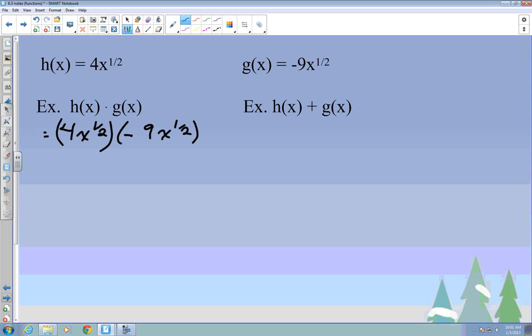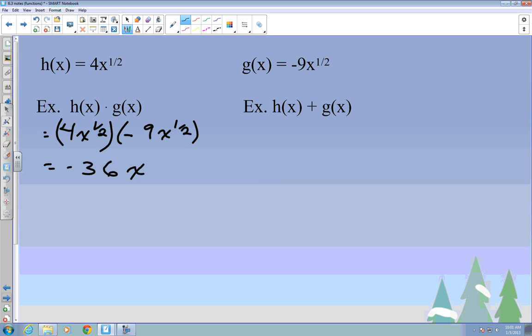Okay, so the first one, we're multiplying. 4 times negative 9 is negative 36. Now this, like bases, x to the 1/2 times x to the 1/2, I add their exponents. 1/2 plus 1/2 is 1. So it's just x to the 1. How many got that one? Good?